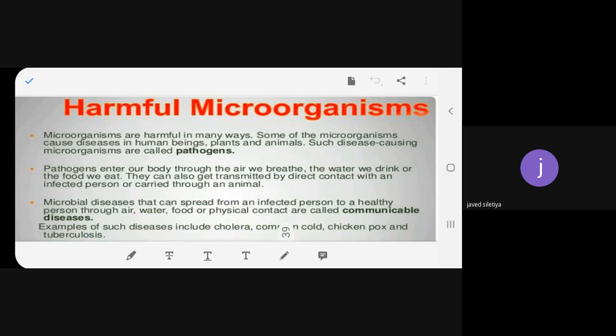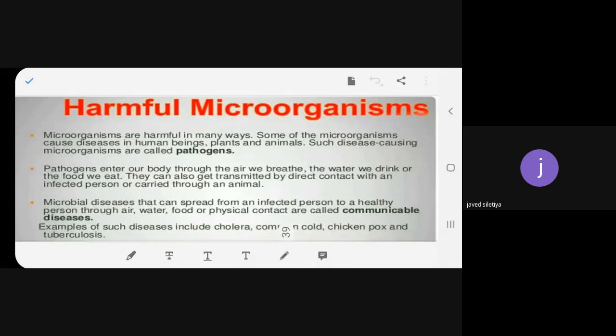So far we have come to know about the beneficial, useful microorganisms. Now we are going to start with harmful microorganisms, totally a different sector that we are going to learn about. Is it clear? A request, please don't make a confusion.